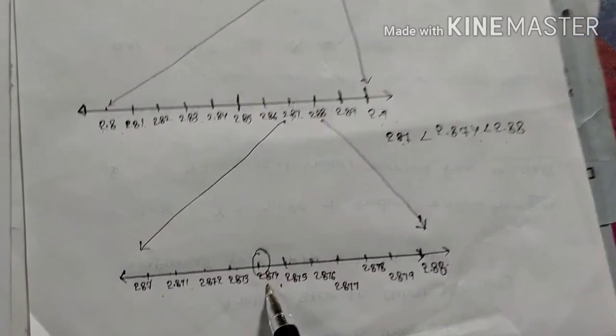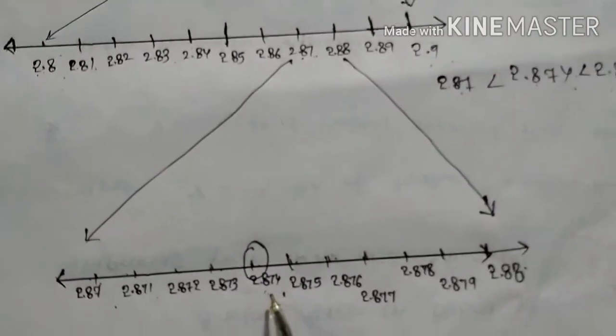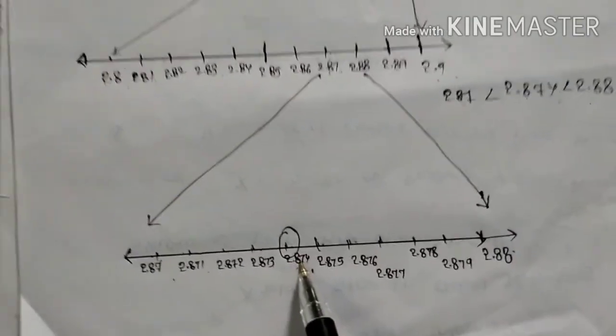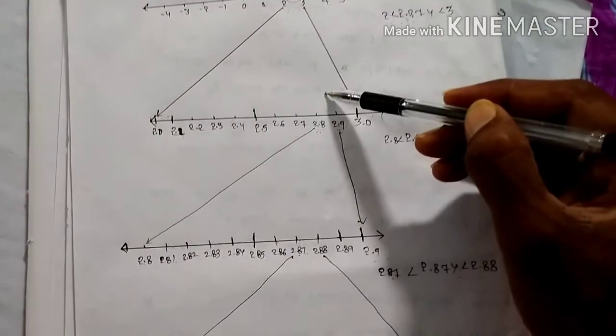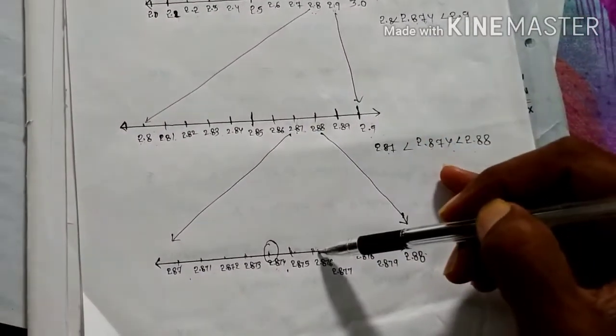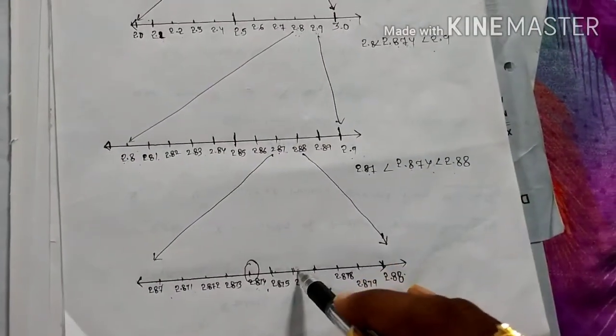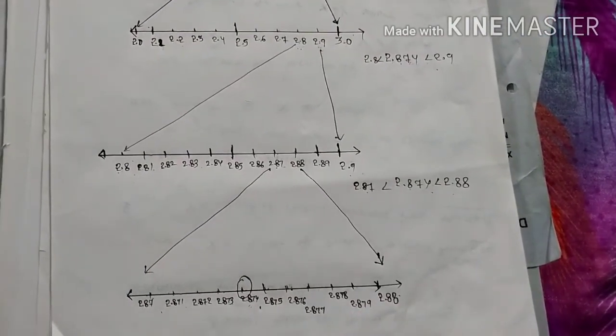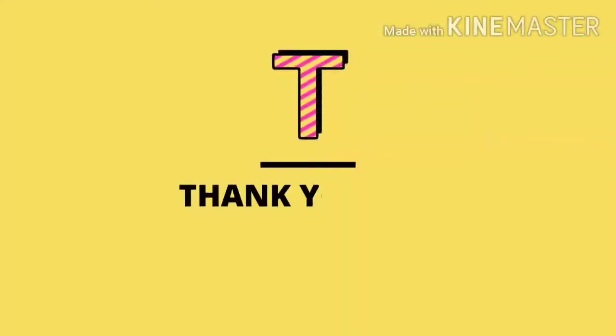Once you see clearly, it shows 2.874, which is our answer. See how many steps are required here: this is the first step, second step, third step, 4 steps. Just 4 steps are needed to represent it by successive magnification. Thank you for watching this video.